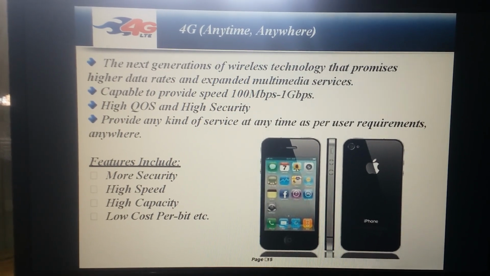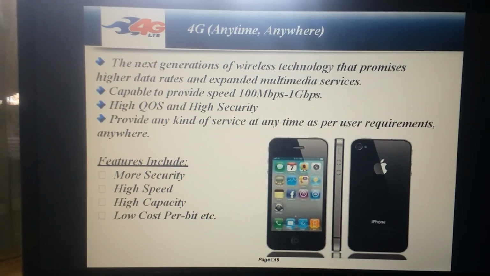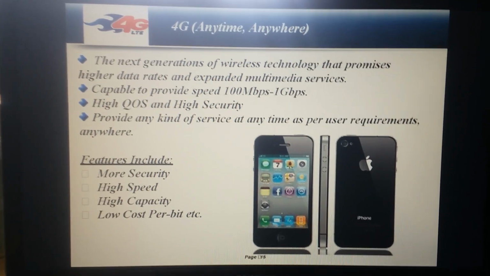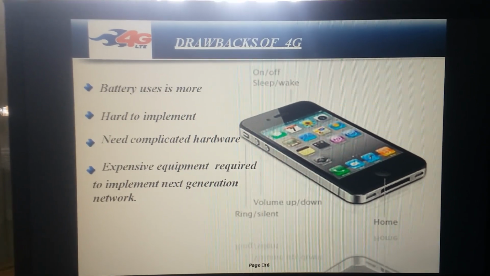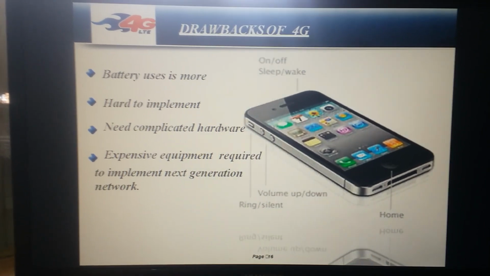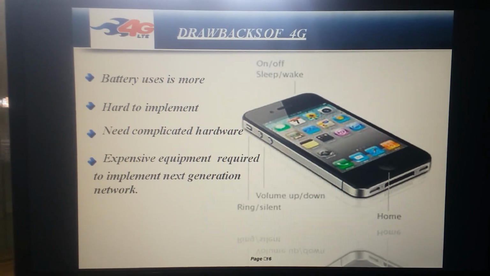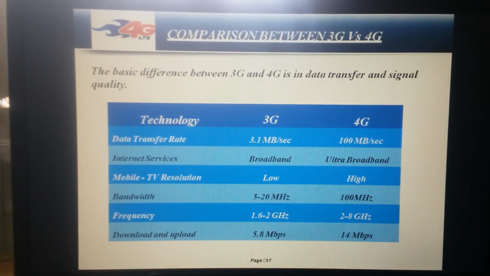The features include more secure, high speed, high capacity and low cost per bit, etc. We are having more facilities and compatibilities than 3G. The drawbacks of 4G: battery use is more, hard to implement, needs complicated hardware, and expensive equipment is required to implement the next generation network.